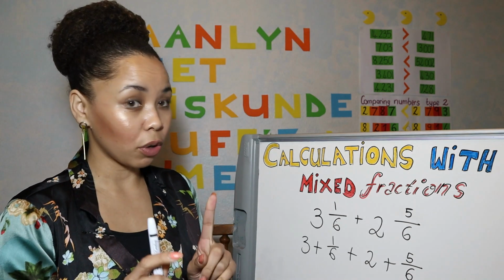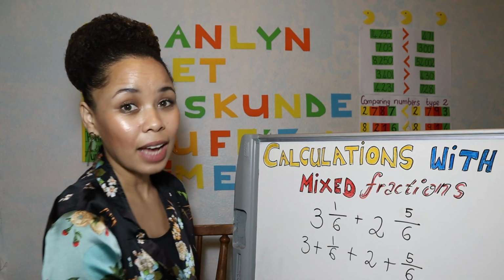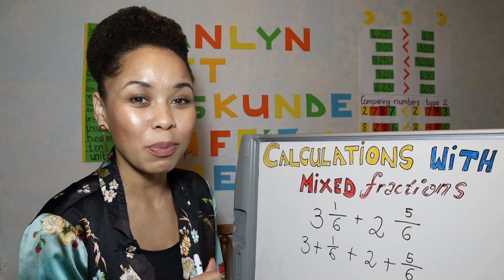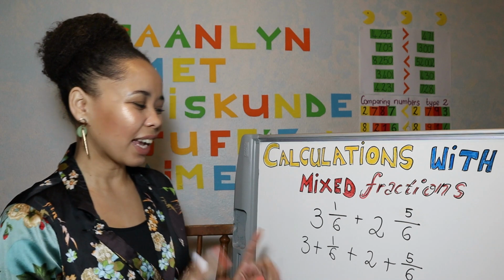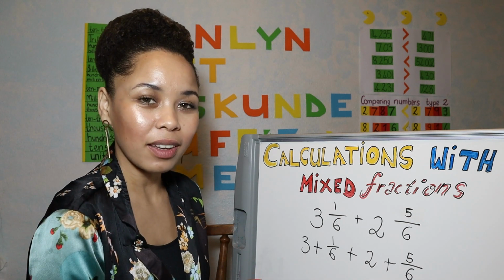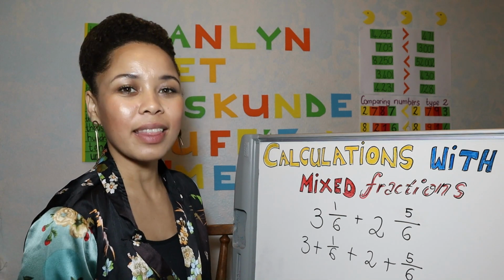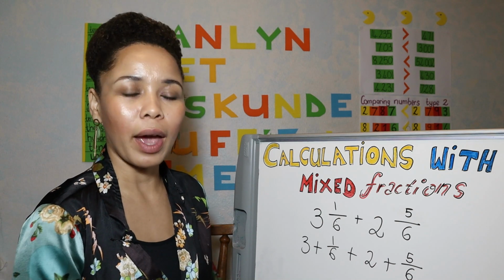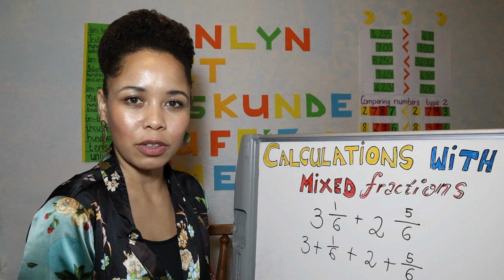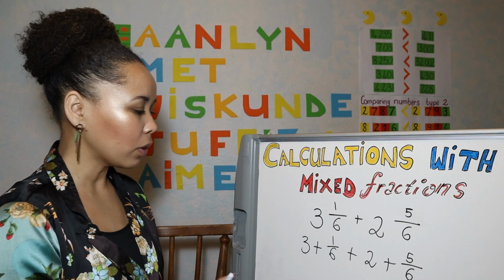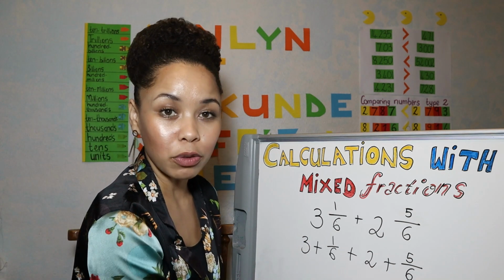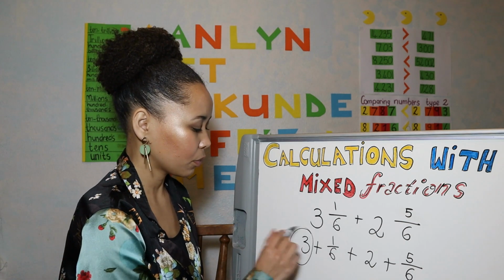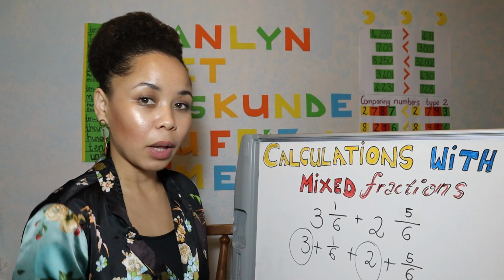And it's important that you know that, because when I look at it now, all I can do is group them according to the association property. I can now group and add the whole numbers together, and I can add the fractions together. And that is exactly how you will treat doing calculations with mixed fractions. You add the wholes together and add the fractions together. So now I will add the 3 and the 2 because they are two whole numbers. And then I'll add the fractions.